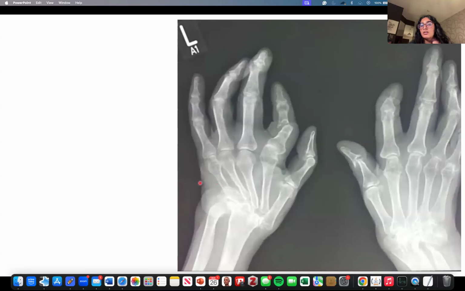Okay, another X-ray. Any ideas of what this might be?